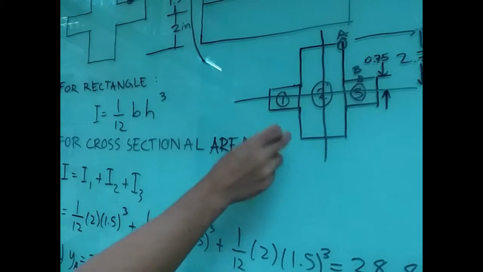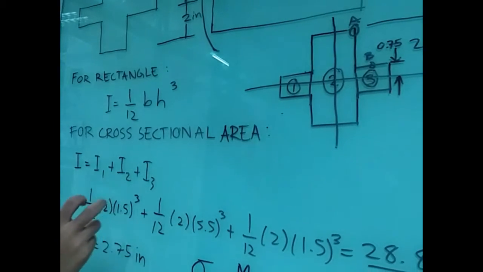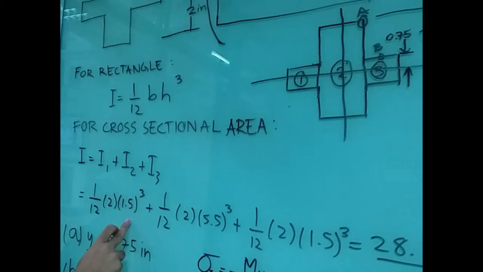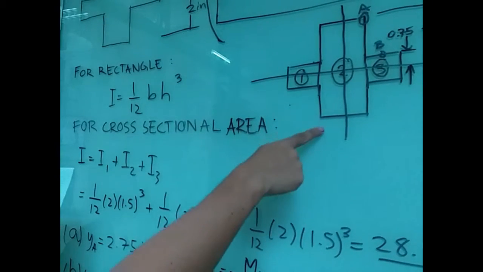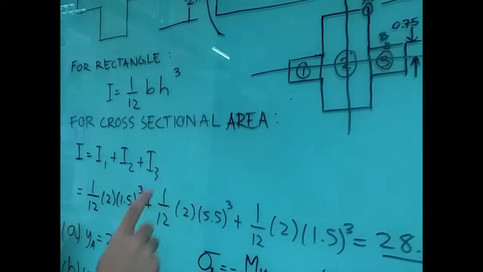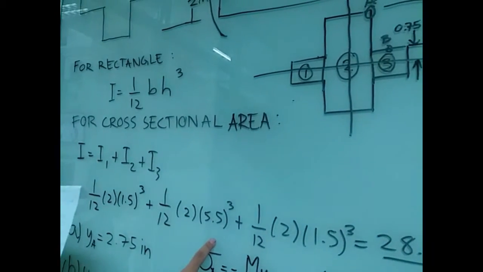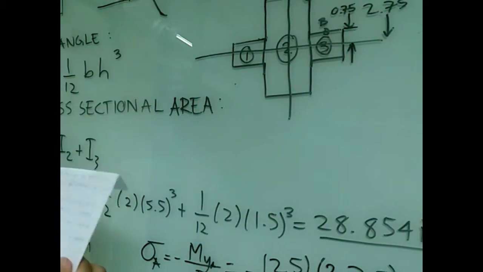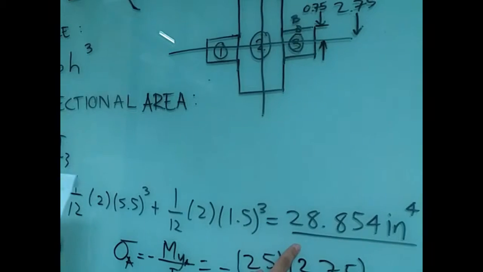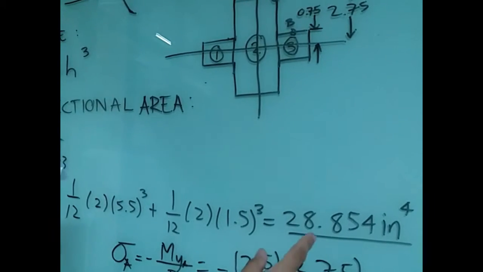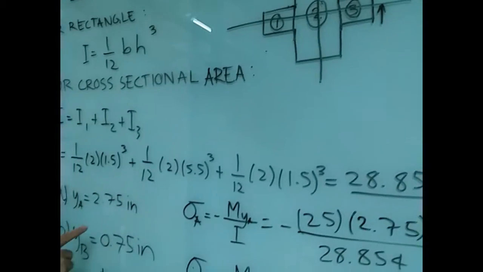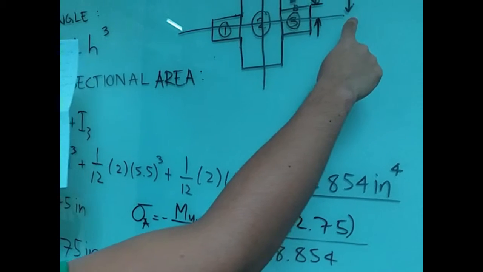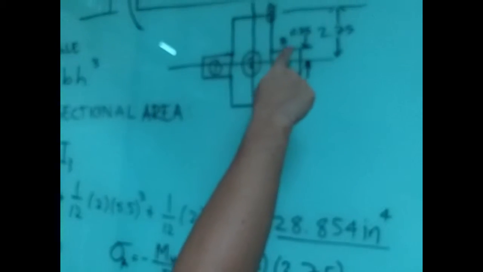I1, the base of rectangle 1 is 2 and a height of 1.5. Right, I2, this one, I2 has a base of 2 and a height of 5.5. And I3 is just the same as I1. So we obtain 28.854 inches raised to 4. Then y is the distance from the neutral axis to the point A and B.